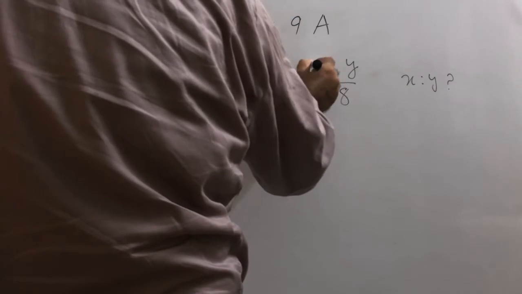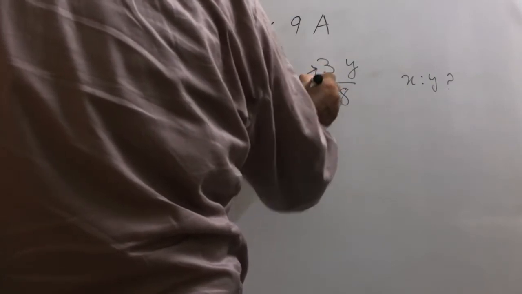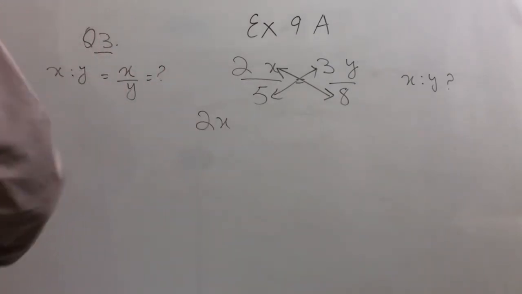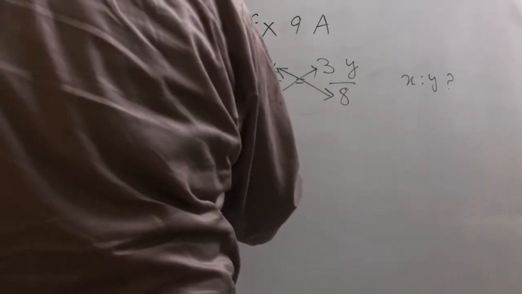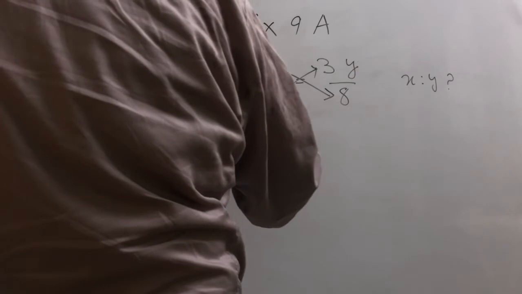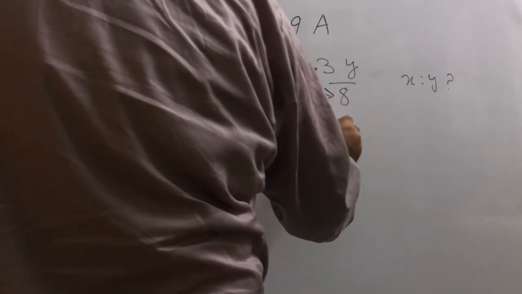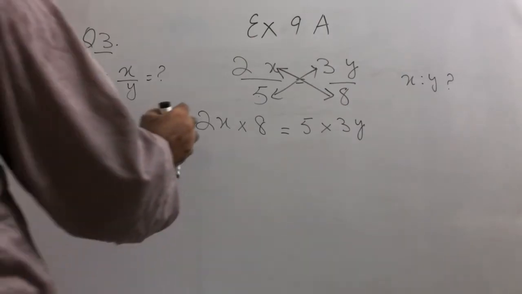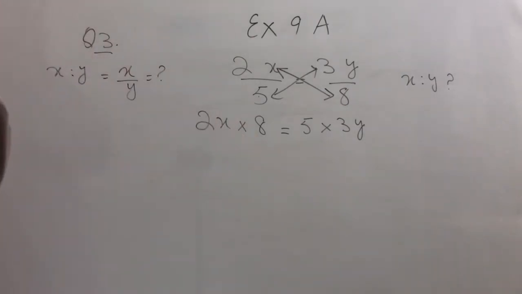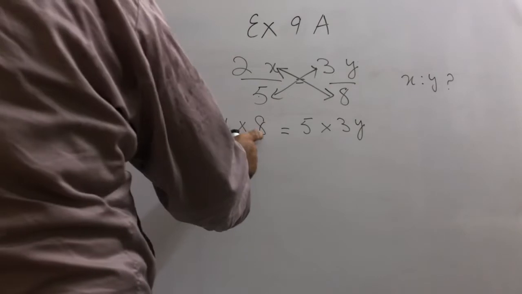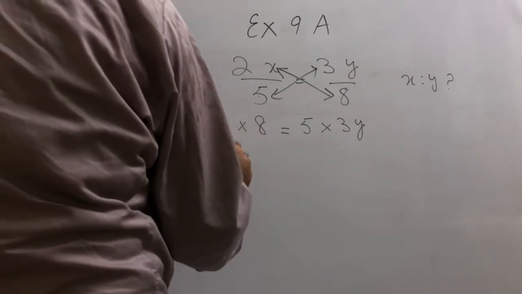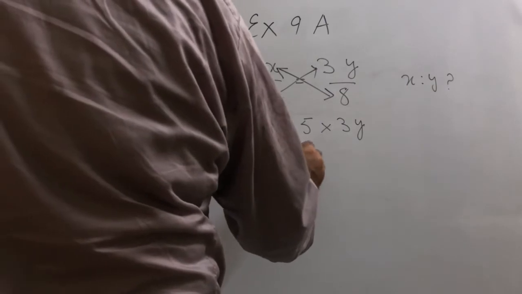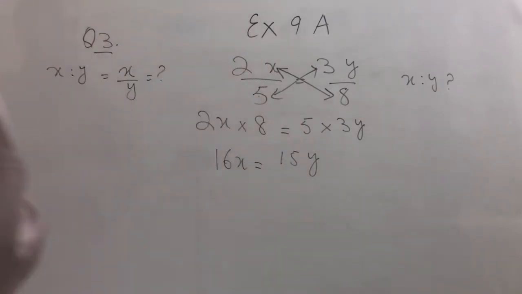These will be multiplied together. These will be multiplied together. 2x multiplied by 8 is equal to 5 multiplied by 3y. So 8 will be multiplied with 2x, it becomes 16x, is equal to 15y. 5 3s are 15.